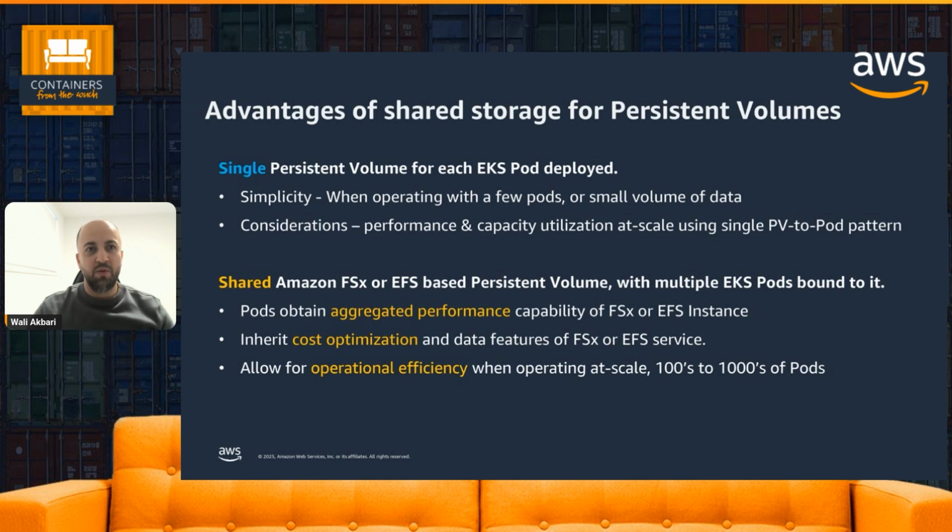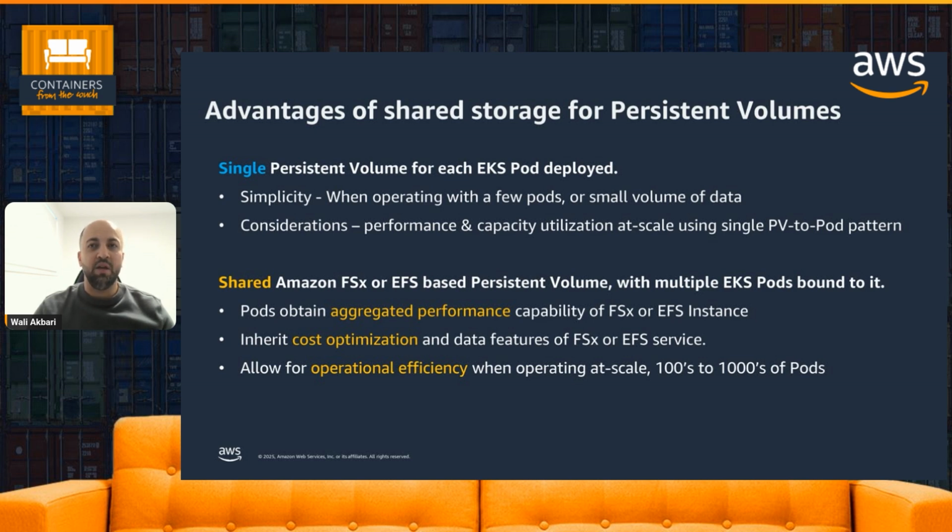Now, one other method that our customers use to get operational efficiency and more performance is by using a shared persistent volume model where they deploy a single Amazon FSx or EFS instance, create a persistent volume from that on the EKS cluster, and then have lots and lots of pods bound to that single PV.